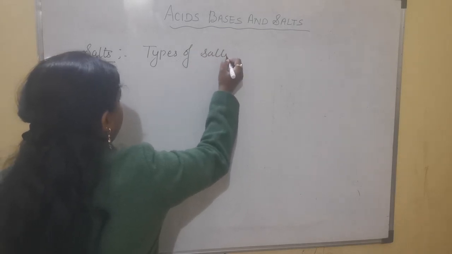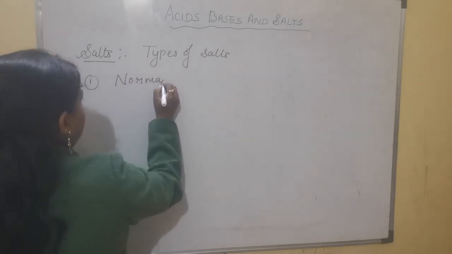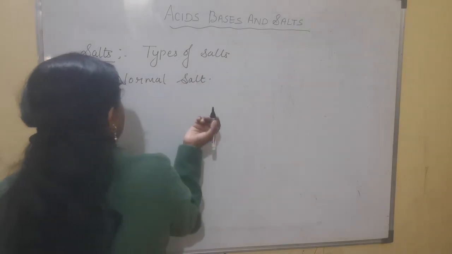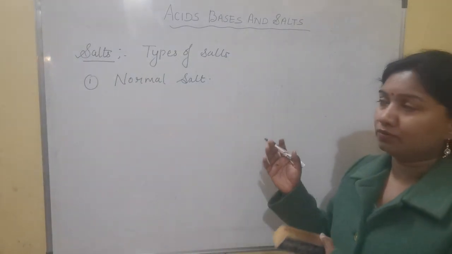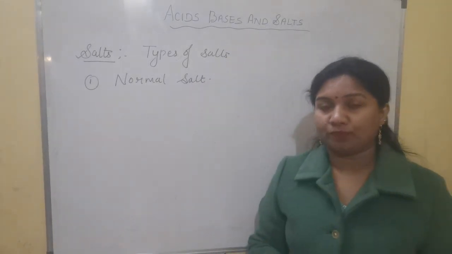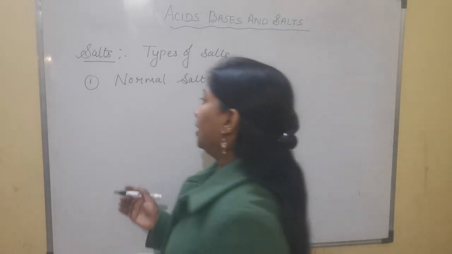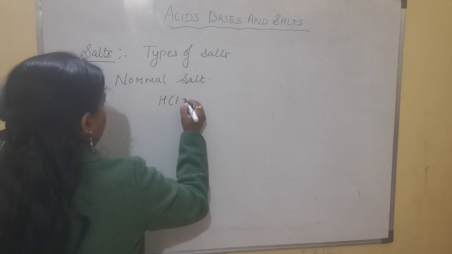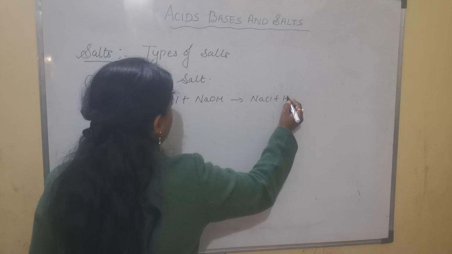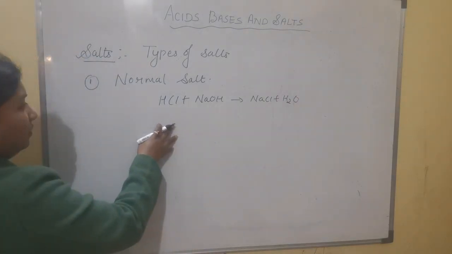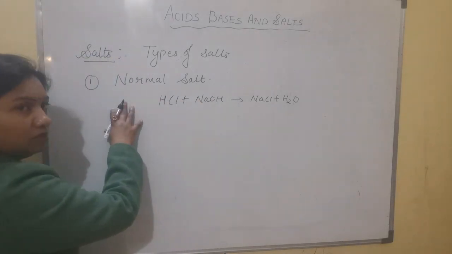Types of salts. First type is normal salt. Again, same example, when acid reacts with base, it forms salt. Whatever acid or base you are taking, they could be of equal strength, meaning complete neutralization will take place and then you will get salt and water. So in normal salt, complete replacement of hydrogen takes place and salt and water are produced. So that is called normal salt.